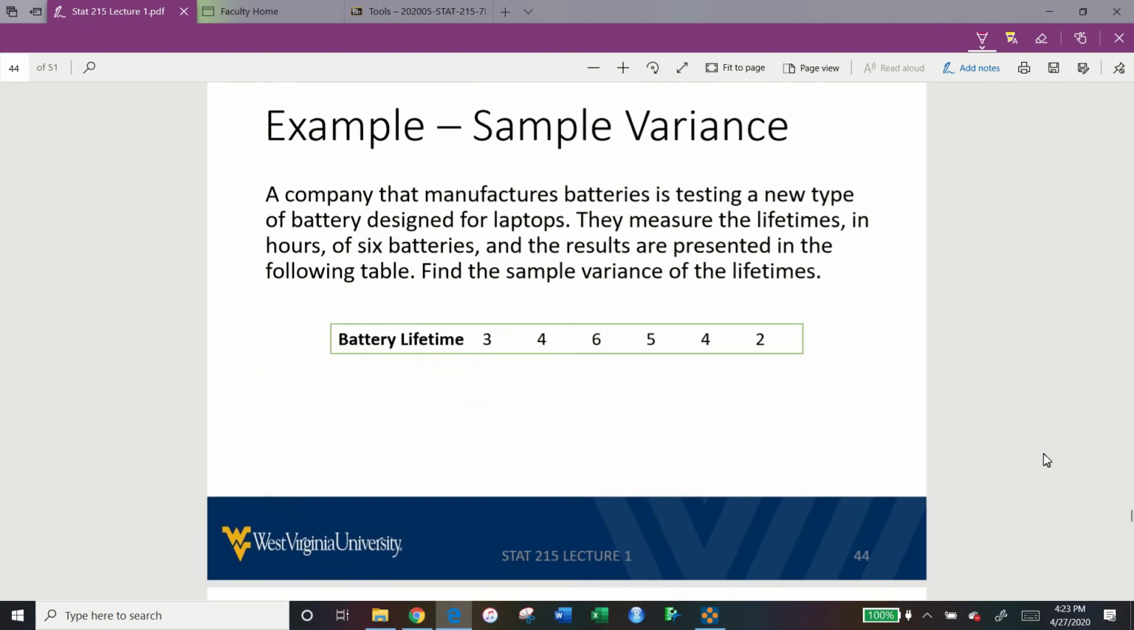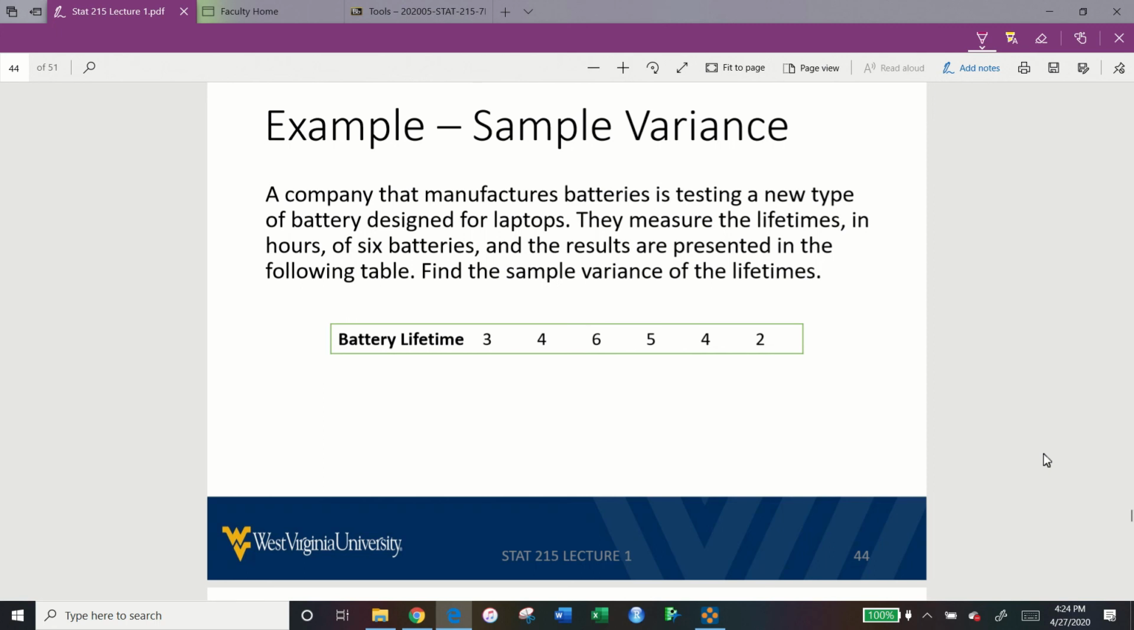All right, so using our example, sorry about my fingers slipping, a company that manufactures batteries is testing a new type of battery designed for laptops. They measure the lifetimes in hours of 6 batteries, and the results are presented in the following table. We're going to try to find the sample variance of the lifetimes.